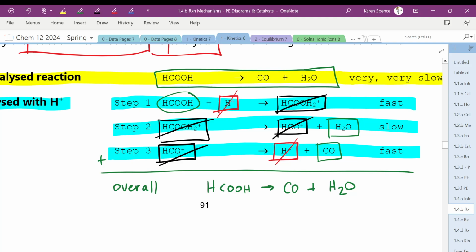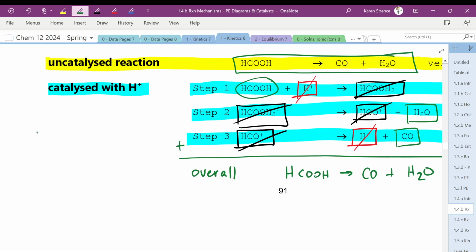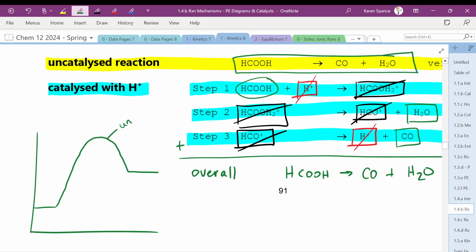Now, before we flip the page, we're going to draw a little picture down here. Potential energy diagram. And we're going to say that this is the uncatalyzed reaction.